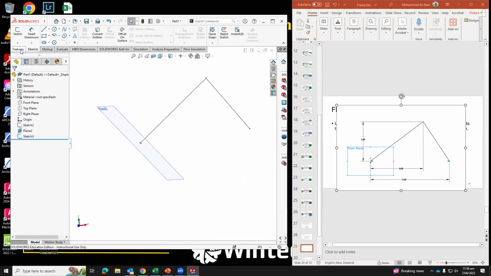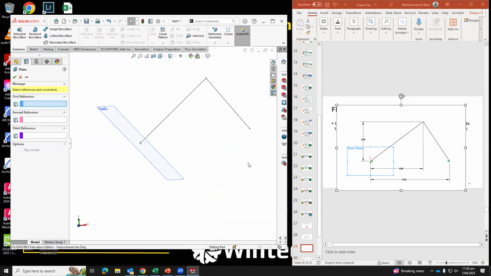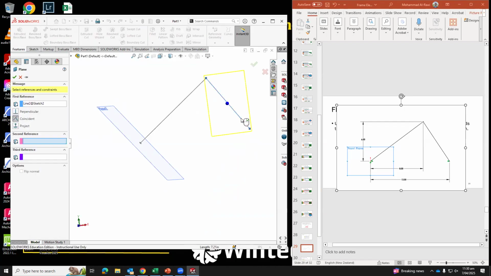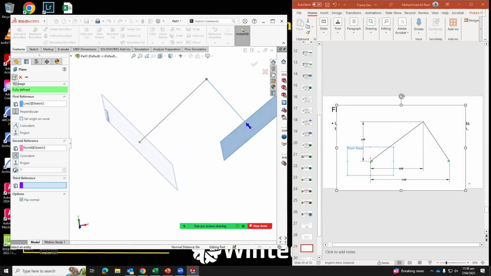Same thing I do, repeat this. Features, reference, plan. I would do it on this other bar, or other element B. Make that perpendicular. Choose that point. Change, flip normal. Make it go upside like that instead of going that way. And then you create, for me it would be plan 3, for you plan 2 if you haven't deleted anything.